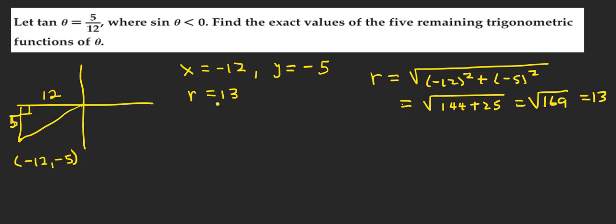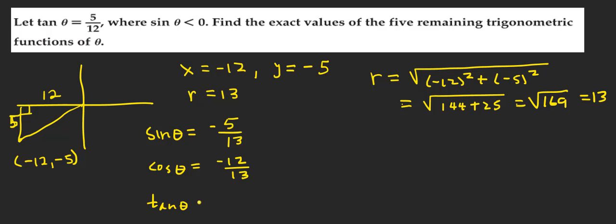Now using these 3 pieces of information, we could find sine theta is y over r, which is negative 5 over 13. Cosine theta is x over r, which is negative 12 over 13. Now notice, sine is negative because theta is in the third quadrant. Cosine is negative because theta is in the third quadrant as well. Now tangent theta was given. That's 5 over 12.